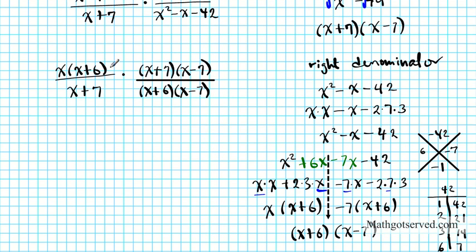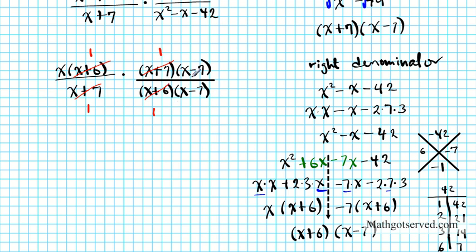Remember, you can reduce anything on the top with anything on the bottom across, but you can't reduce anything in a horizontal direction. Okay? So let's reduce. Let's see. X plus 7 goes into itself once, and it goes into this top expression here once. What else? X plus 6 goes into itself once and goes into this term once. So we can reduce across or downwards.